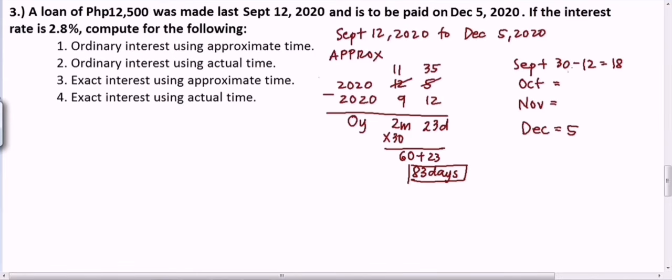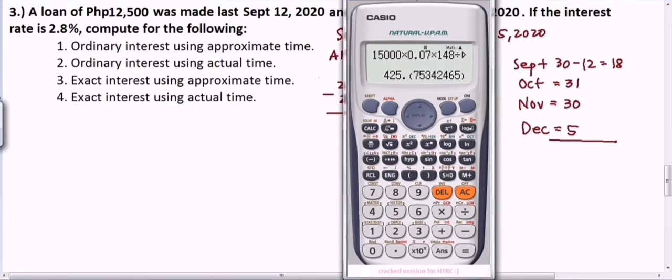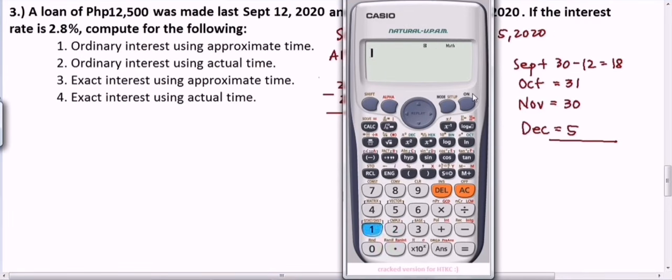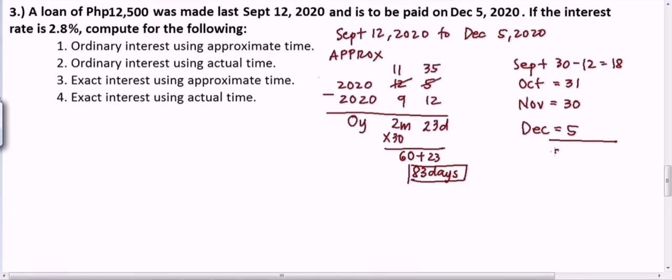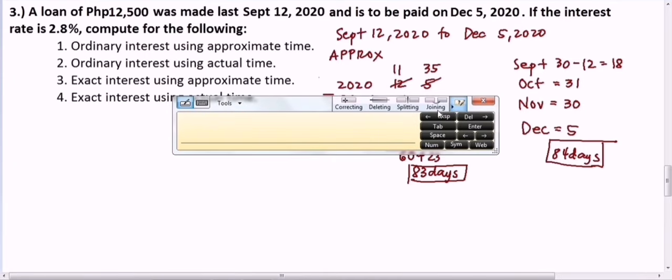Okay? So, October is 31. November is 30. Okay? And then, add natin to. So, we will have 18 plus 31 plus 30 plus 5. So, 84. So, 84 days. So, this is our actual time.